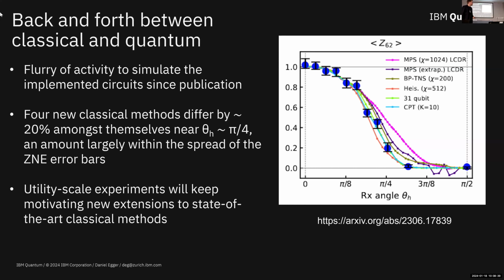Which is the quantum? The quantum are the blue dots here. And the blue dots, yeah. This is the experimental machine. Exactly, this is the experimental machine, indeed. The different ones are the different classical methods.